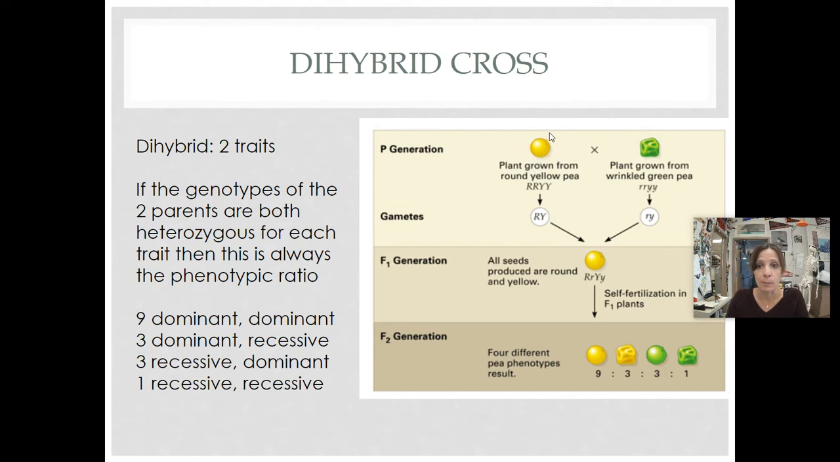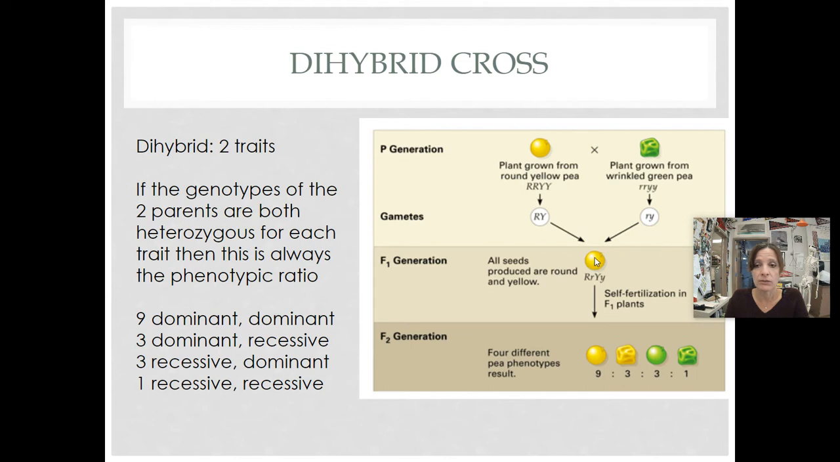So again, you have your P generation, right? And this is just showing what gametes they're going to give. So now you've got 4 different alleles because each genotype needs 2 alleles, because you have 2 chromosomes, one from mom, one from dad. So this parent, yellow is dominant, and smooth or round is dominant, whereas over here, green is recessive and wrinkled is recessive. So those are the gametes they give.